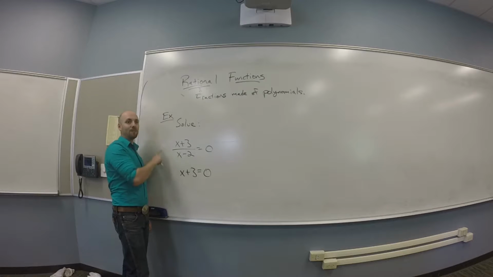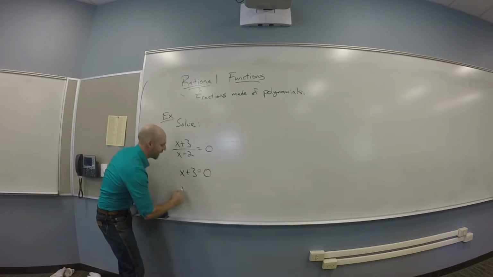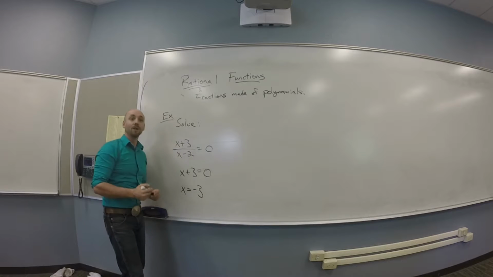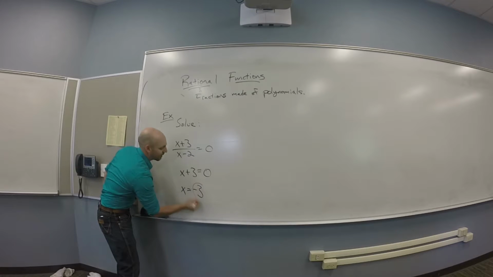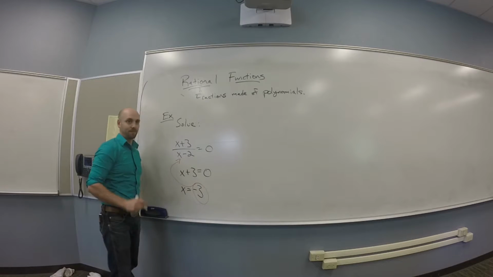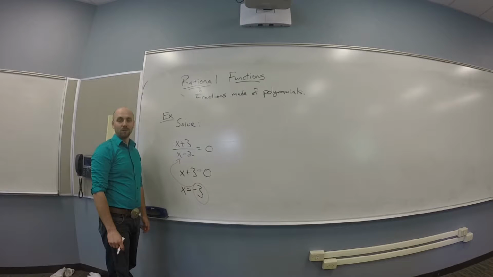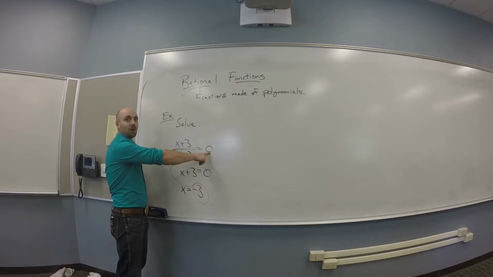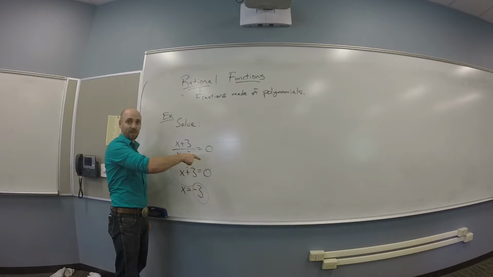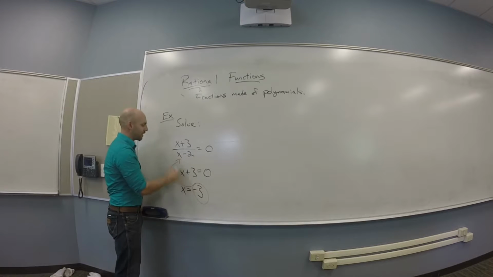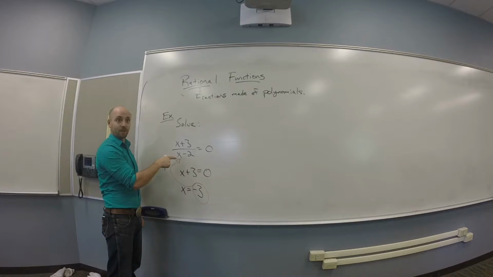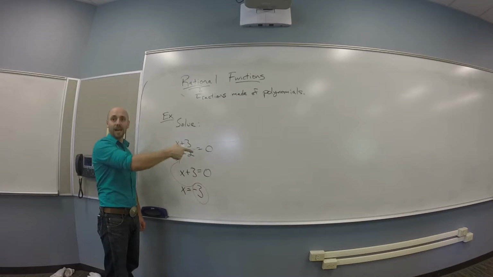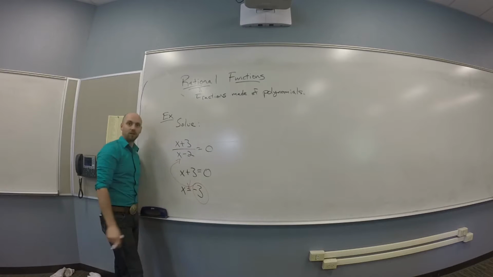For solving, I'm going to set the top equal to 0 and get x is minus 3. Then, to make sure that I'm not disallowing that value, I take it and plug it back into the bottom. Why the bottom? Because to have this thing equal 0, the top has to be 0 and the bottom can't be. If I plug negative 3 in here, I get negative 5. So I get 0 over negative 5, which is 0. Check, good deal.